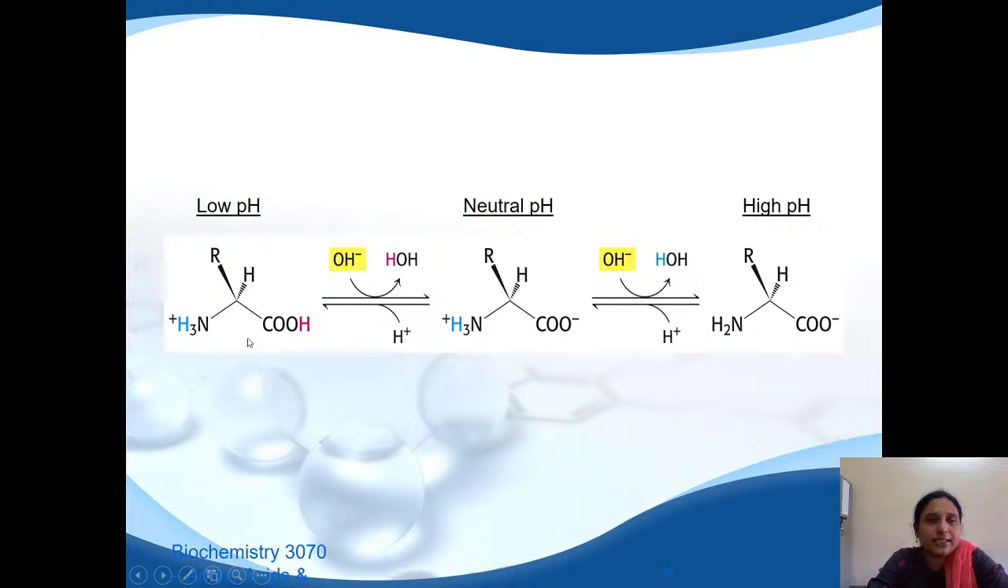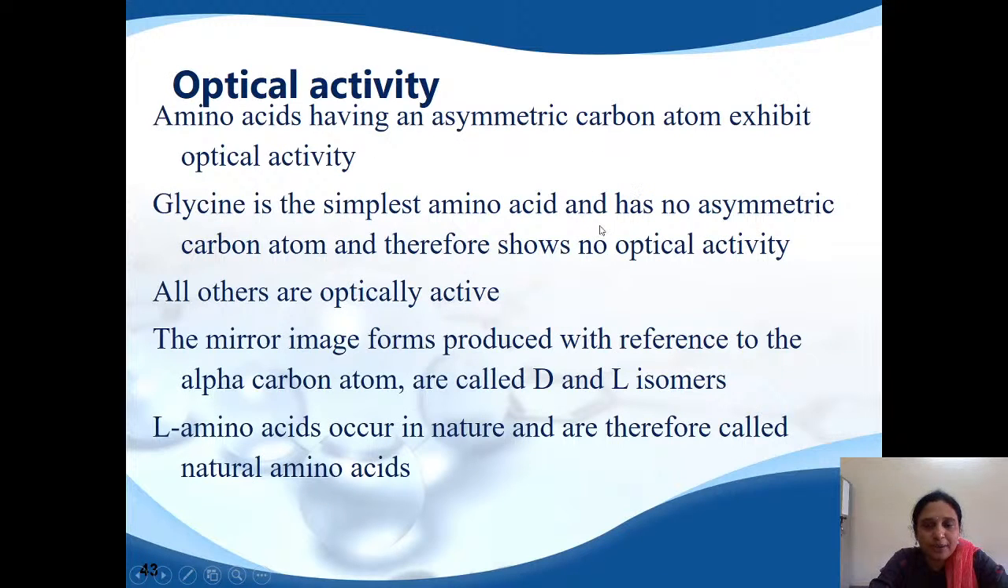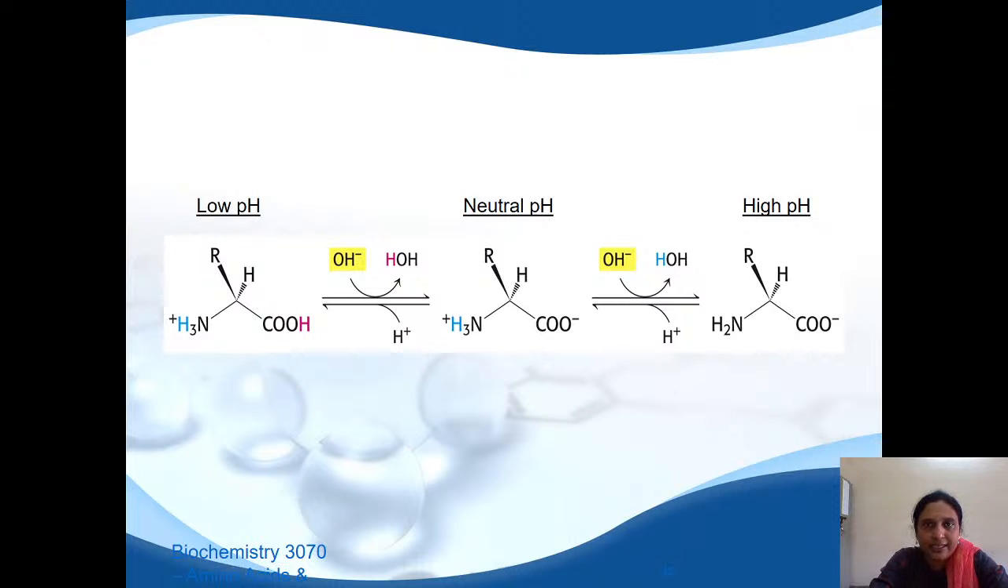Under acidic conditions, an amino acid behaves as a base. Under alkaline conditions, an amino acid behaves as an acid. That is what you have to understand at the end. At neutral pH, they exist as Zwitter ions. When you put the amino acid in an acidic solution, it behaves as a base. When you put the same amino acid in alkaline conditions, it behaves as an acid.